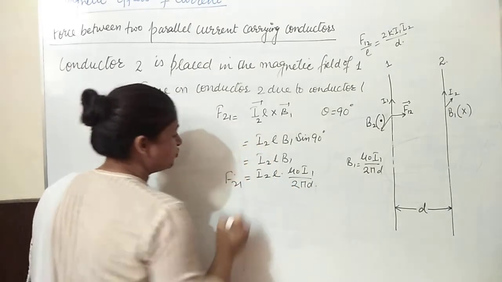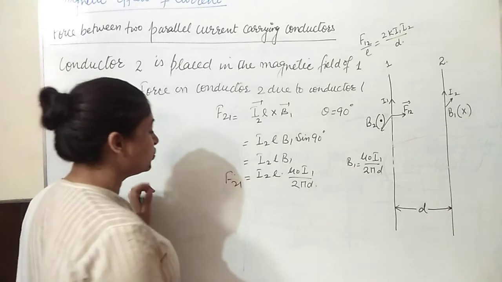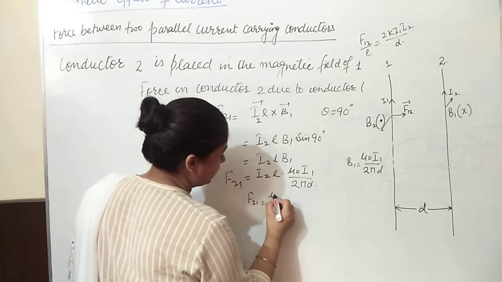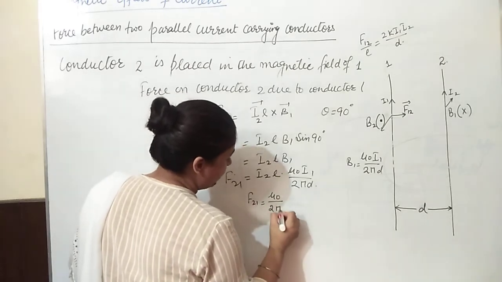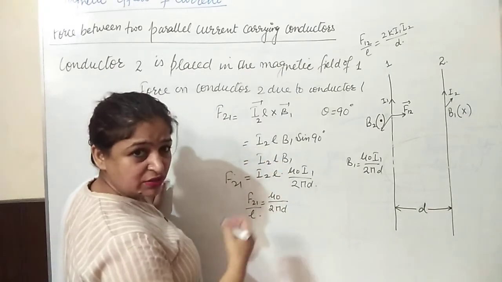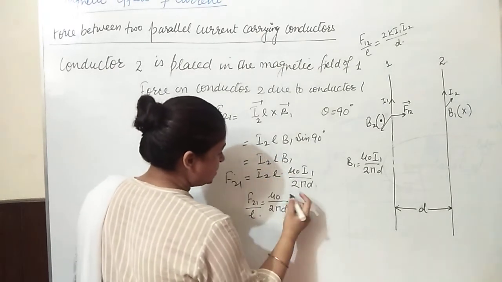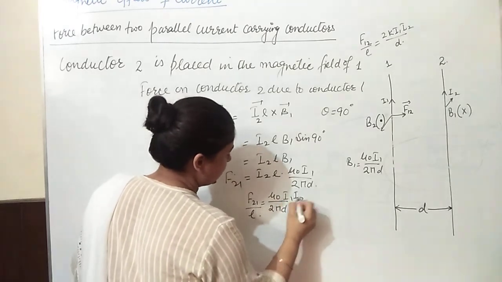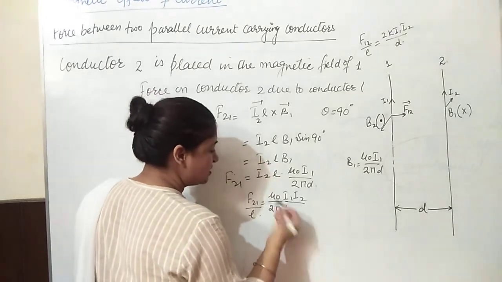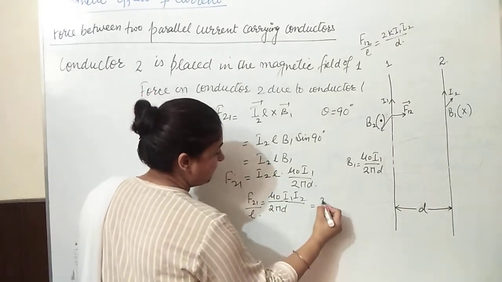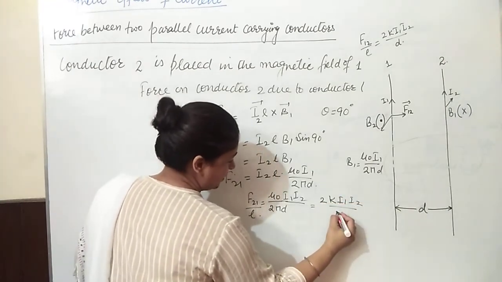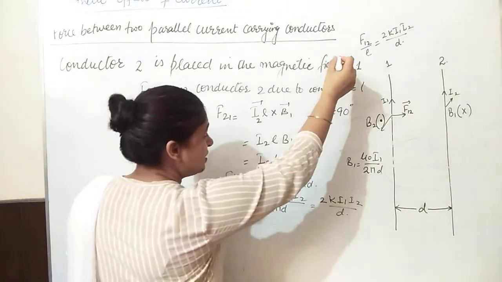So this is F21, the force on conductor 2 due to 1. F21 is I2 mu naught, and we can write mu naught over 2 pi d. L I can take to this side because I am interested in force per unit length. So mu naught I1 I2, again the same expression. If you want to write this in terms of K, it can be written as 2K I1 I2 over d. So that was force per unit length.